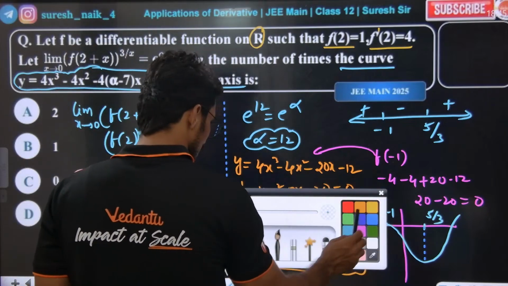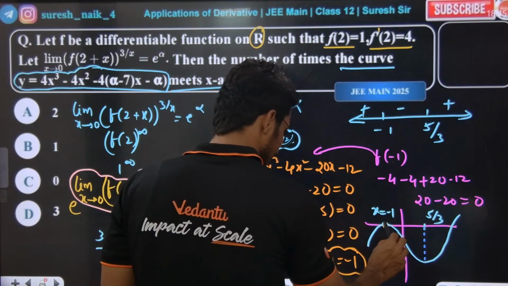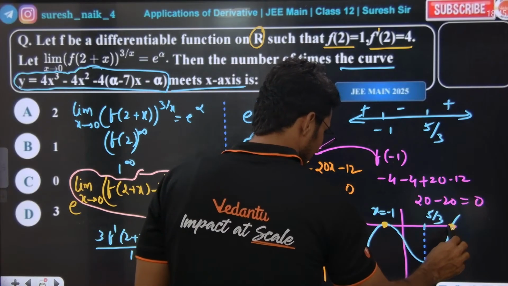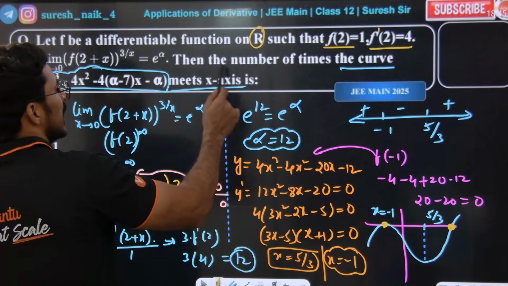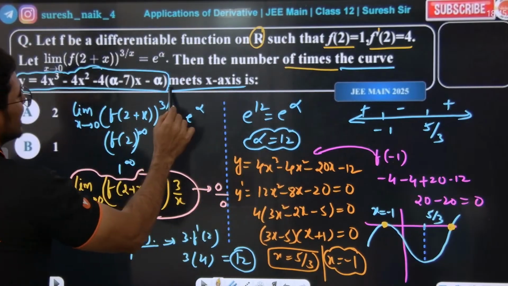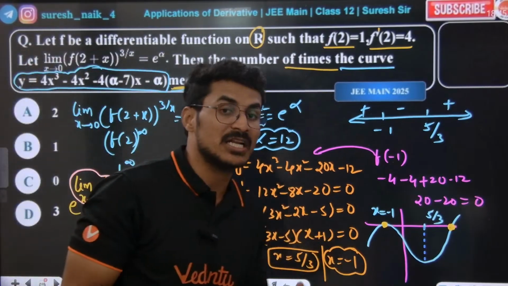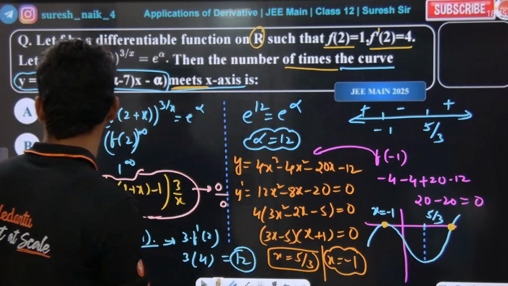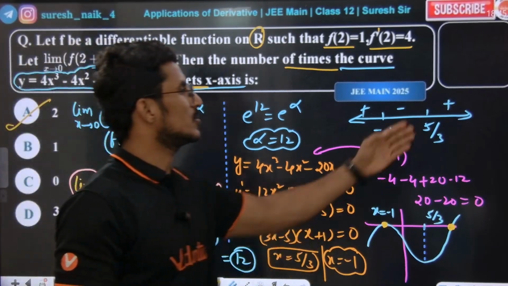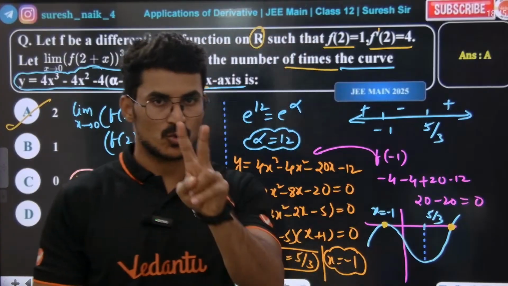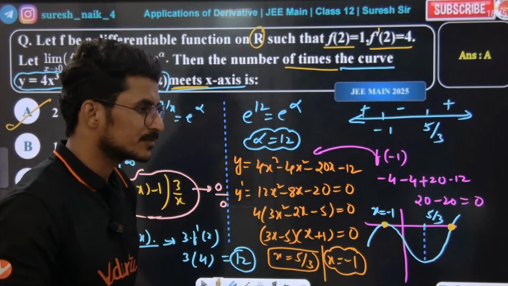Which case? Look at what Suresh sir said. One time it is touching the x-axis. Second time it is touching the x-axis, meeting the x-axis. Number of times the curve meets the x-axis. How many times does it meet the x-axis? 1 time, 2 times. 2 times is the answer. A is the right answer. 2 times it is meeting the x-axis, so 2 should be the right answer. Any doubts?